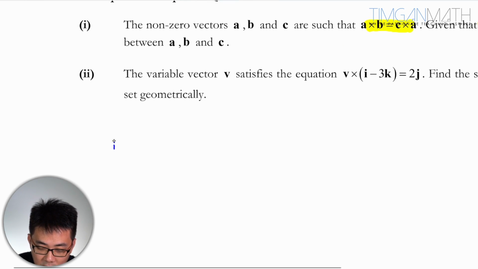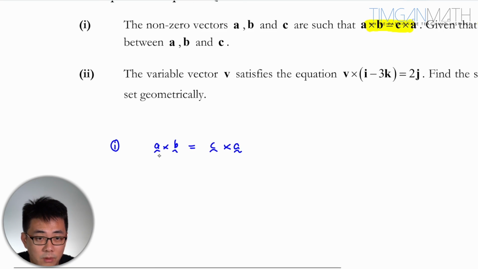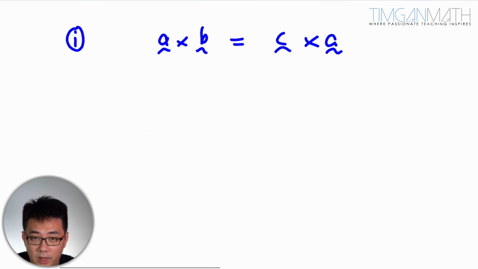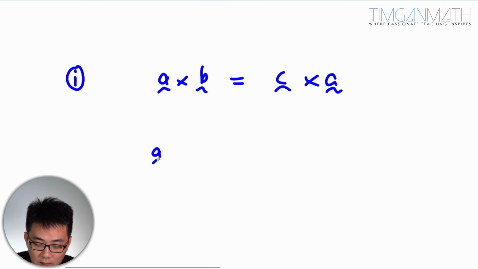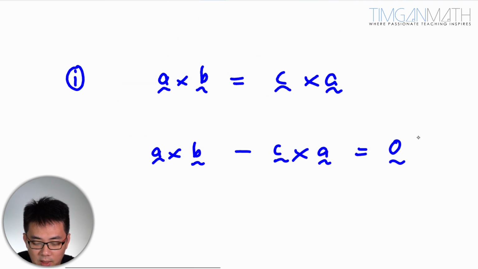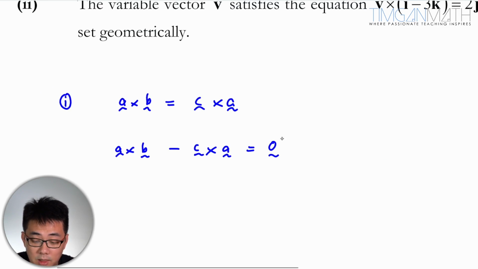The first thing I will suggest is we try to take out the common vectors here. So what we have is essentially bring this over to the other side: A cross B minus C cross A, and this will give us a zero vector. This is not zero, it has to be a zero vector because it is a vector. This just means 0, 0, 0. All these vectors undergo this operation and will just yield 0, 0, 0.